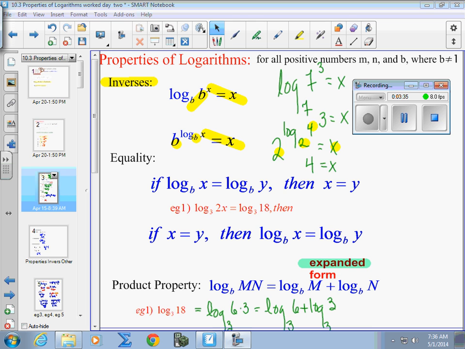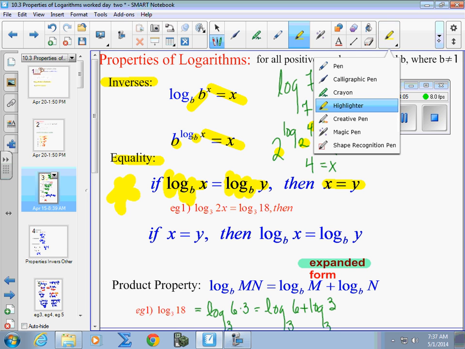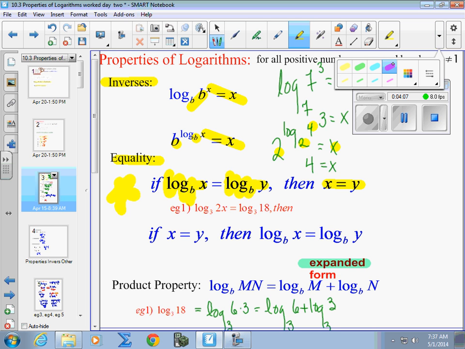The next property is called equality. These are extremely important. We use these a lot when we get to the word problems. Basically what it says is if log base b of x is equal to log base b of y, then x is equal to y. As long as these are equal, then these are equal.